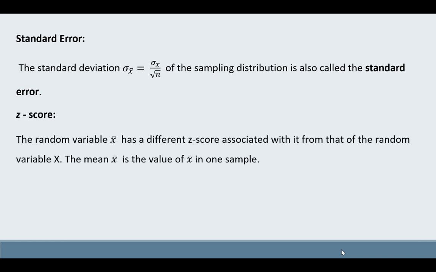Our z-score, this slide says, is a different z-score from that of the random variable x, and x bar is the value of the sample mean in one sample. It is a different z-score, but it's calculated the same way we've always been calculating our z-scores. We take one sample mean, x bar, subtract the mean of our sampling distribution, which is mu sub x, and divide by our new standard deviation, which is sigma sub x divided by the square root of n.